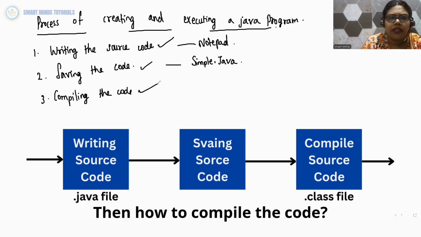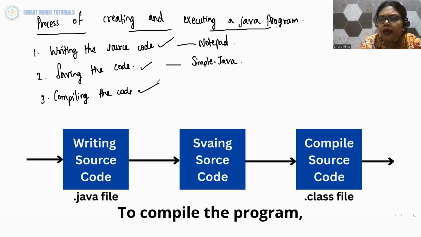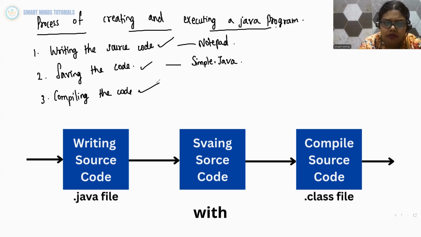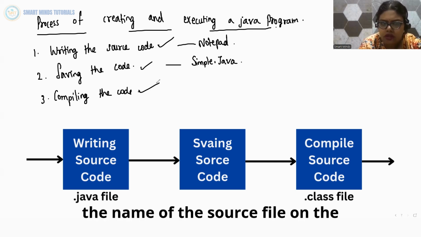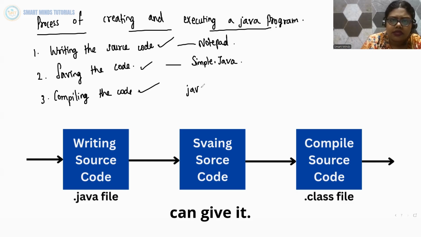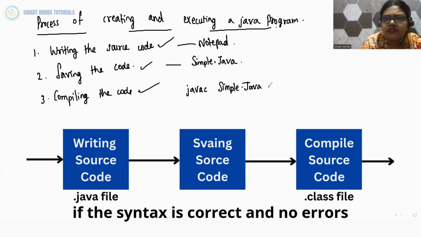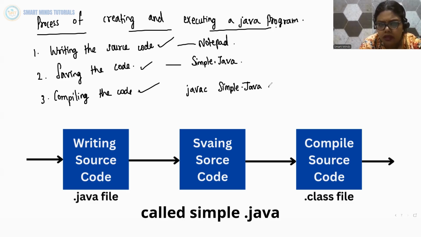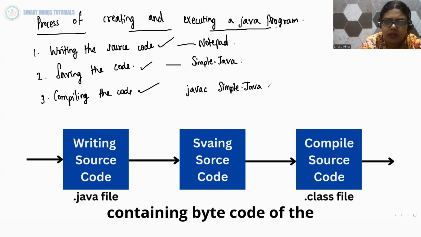Then how to compile the code? To compile the program, run the Java compiler javac with the name of the source file on the command line, as you can give it as javac simple.java. So if the syntax is correct and no errors have been detected, then the Java compiler creates a file called simple.class containing the bytecode of the program.